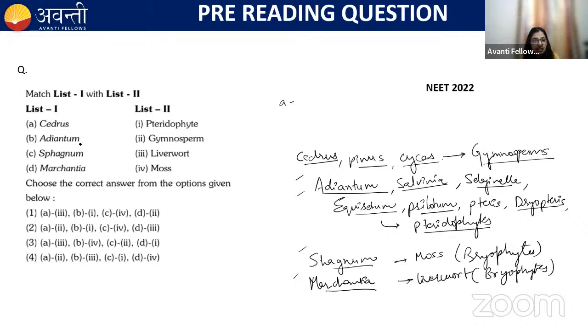So Cedrus, A, is a gymnosperm. B is Adiantum, and Adiantum is a pteridophyte. C is Sphagnum, and Sphagnum is moss. D, Marchantia, and Marchantia is a liverwort. So the correct option is 2.